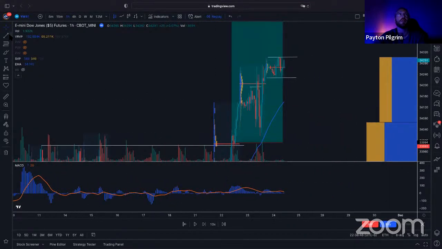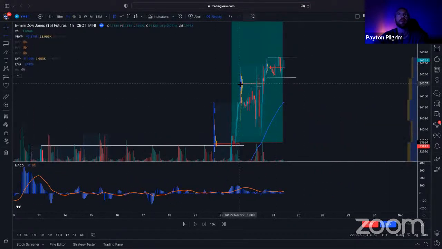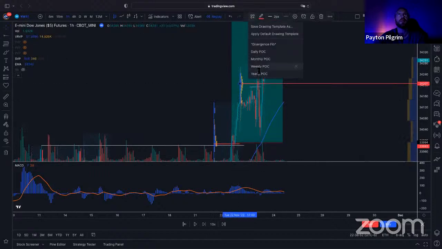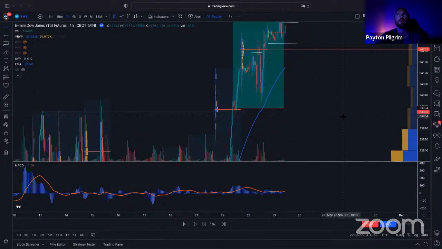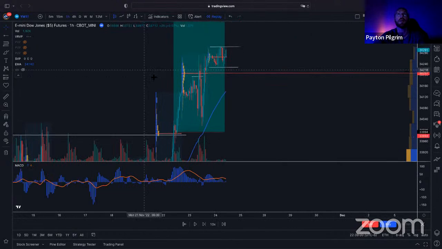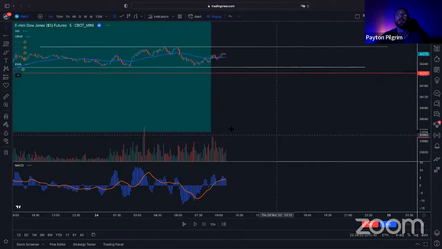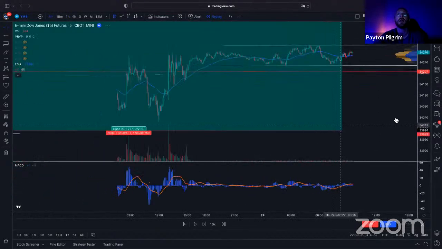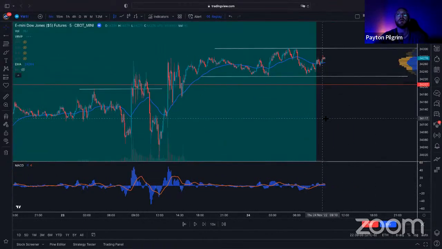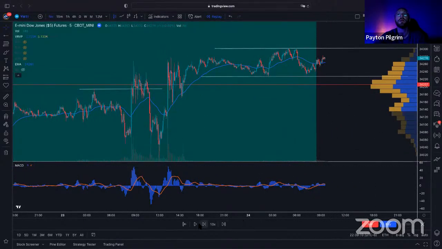So this was yesterday's point of control. I want to mark this off just in case it does slip through that POC. So I don't have daily. There we go. And then there's another one down there, but I'm not looking at them yet. Okay, let's go 5 minutes. Let's see what we got going on. Nothing much.